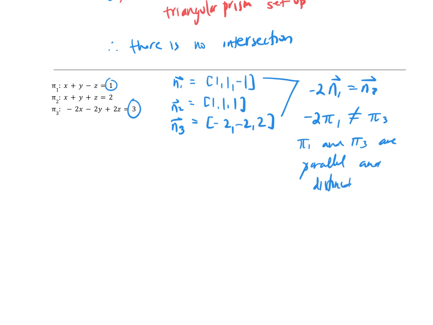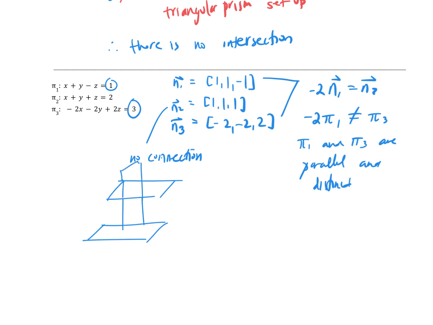The second normal has no connection to the other ones. So you have two planes that are parallel and distinct. So maybe like this. The third one's not connected, so it would pass through, let's say, like this, and you'll have individual lines of intersection, but nothing actually common as a whole for all three.